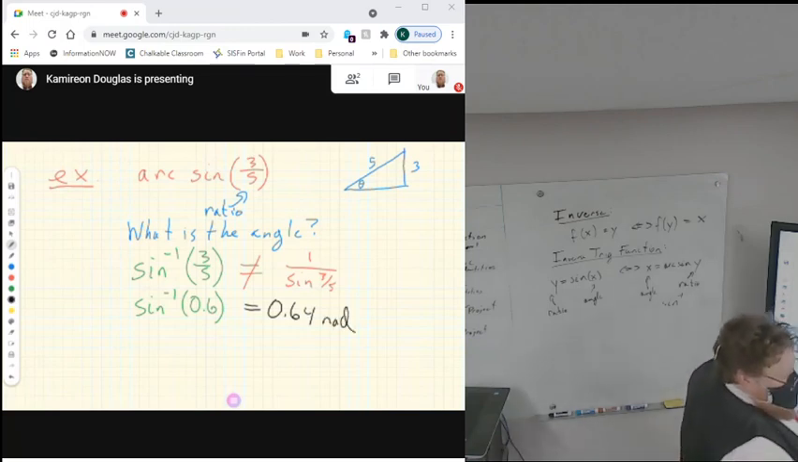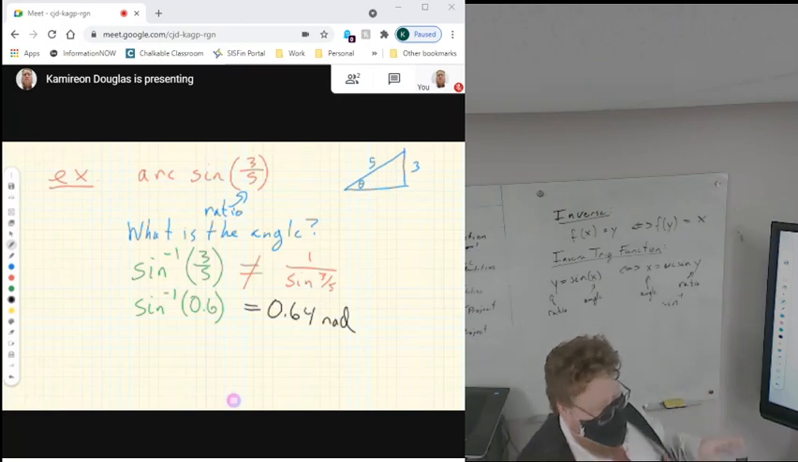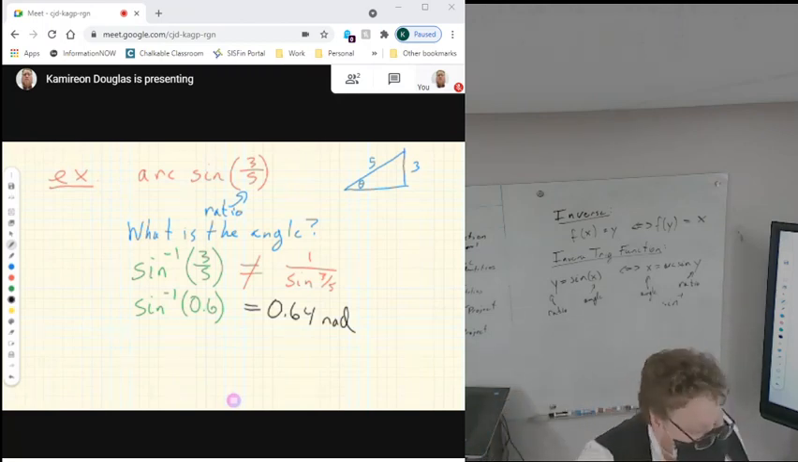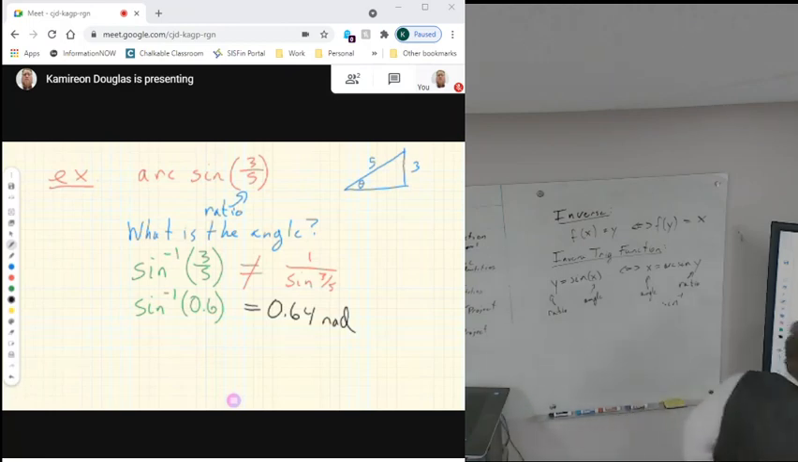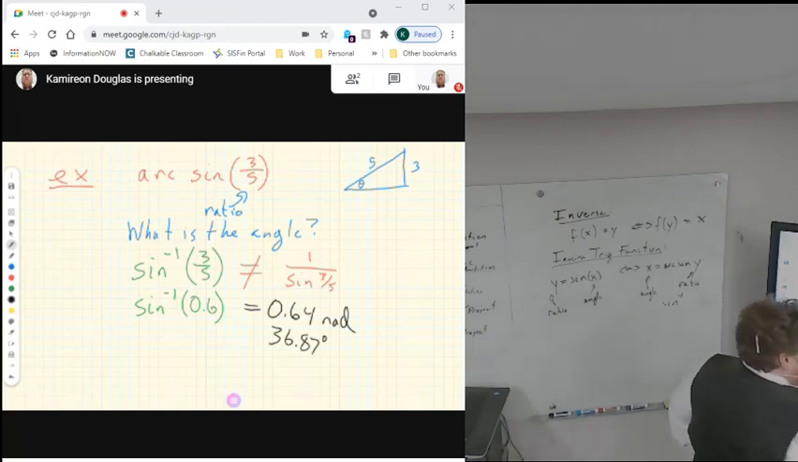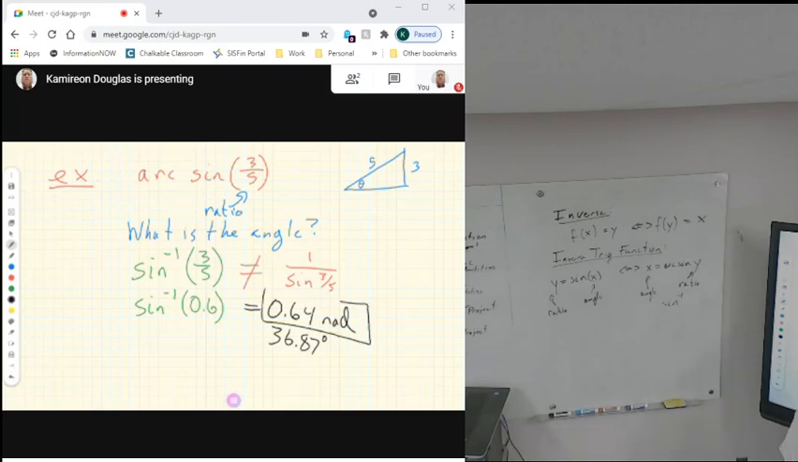In trigonometry, which we've not taken yet, we talk about how there's 2 primary ways to discuss angles: radians and degrees. 36.86 degrees. Now, in calculus, almost everything we do is in radians. So this is the answer I will look for.